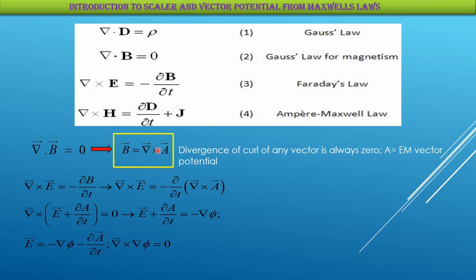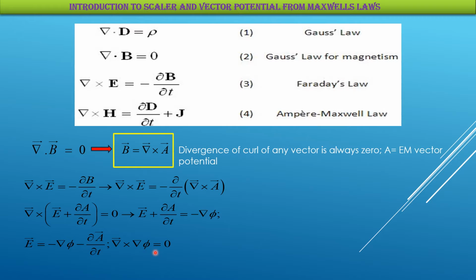But actually in a real problem we need to calculate the magnetic vector potential. If we know the form of A, then from that we can get B. There is another equation, Faraday's law, curl of E equals minus del B del t. We substitute the value of B in that, and we get curl of E equal to minus del t of curl of A. We keep this term on the left hand side: curl of E plus del A del t is equal to 0. So the curl of this quantity is 0.